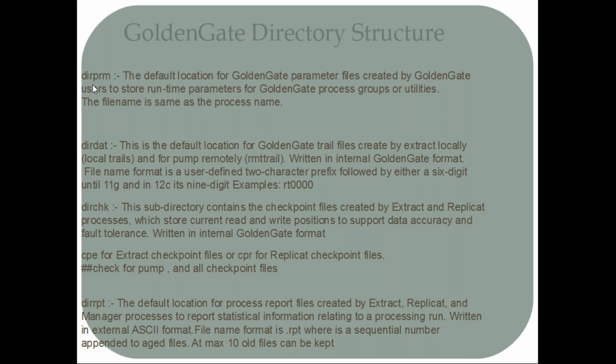So the first file, that is dirprm. So what is that? That's a folder, sorry. Oh, so dirprm is what? Default location for Golden Gate parameter files created by Golden Gate user to store runtime parameters for Golden Gate process group or utilities. File name is same as the process name.